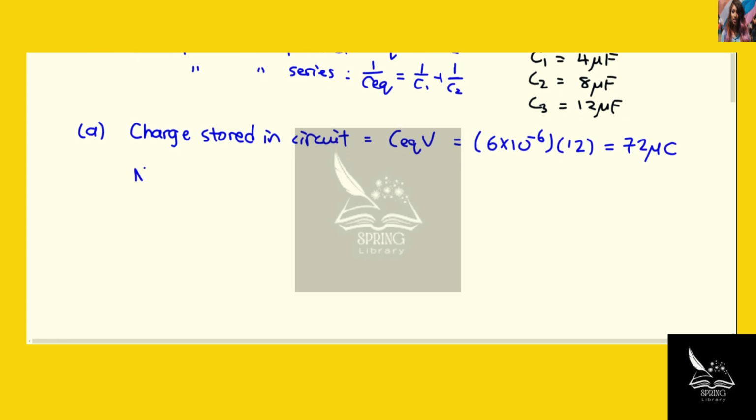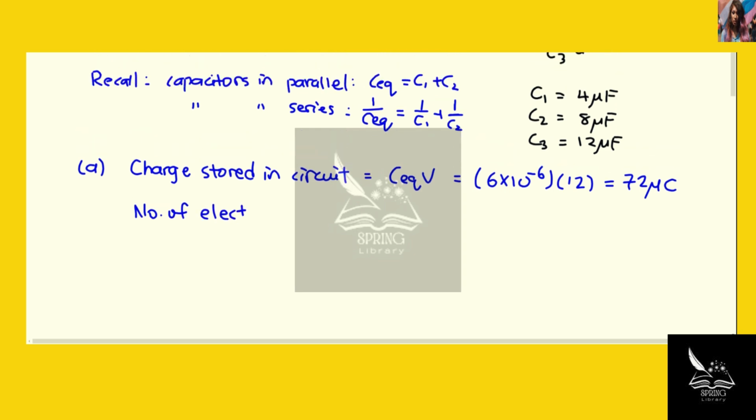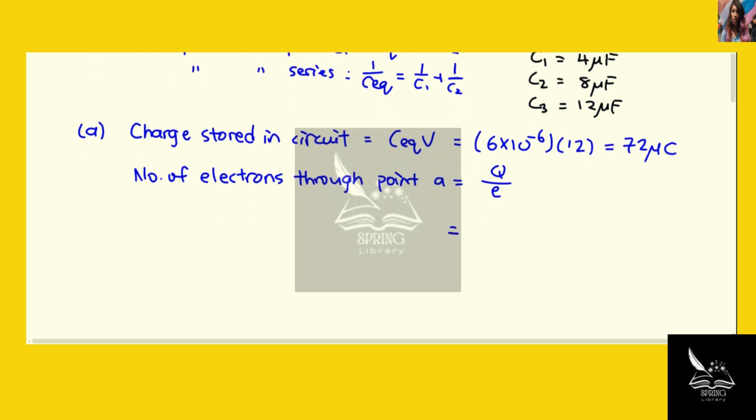And then we can actually calculate the number of electrons. The charge is 72 microcoulomb. So the number of electrons through point A will be Q divided by e: 72 times 10 to the negative 6 divided by 1.6 times 10 to the negative 19, and you get 4.5 times 10 to the 14. This is the answer for point A.